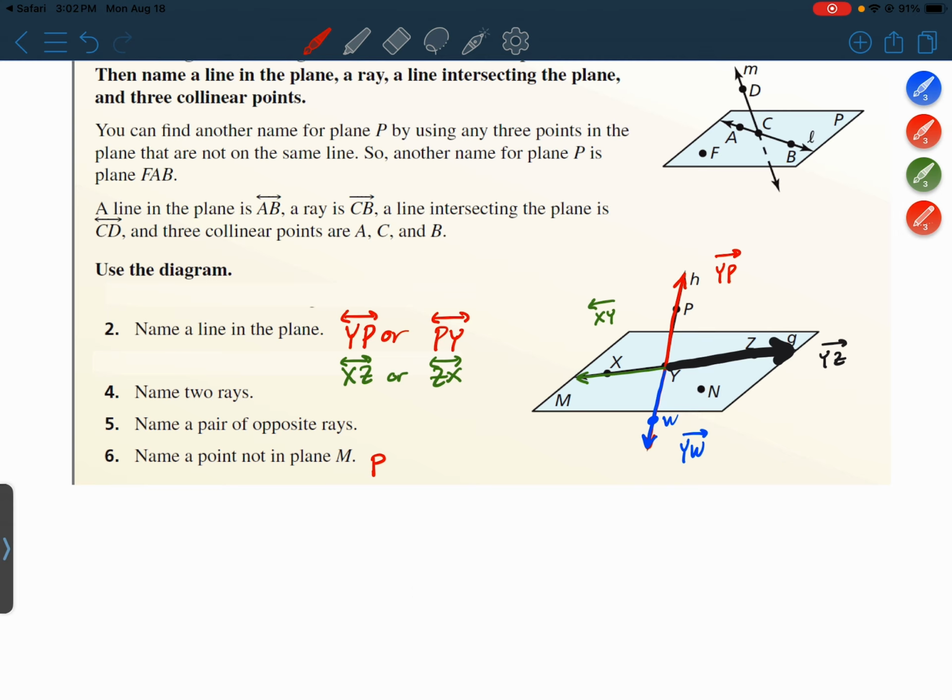All right, so there you have it. Lines, rays, points.